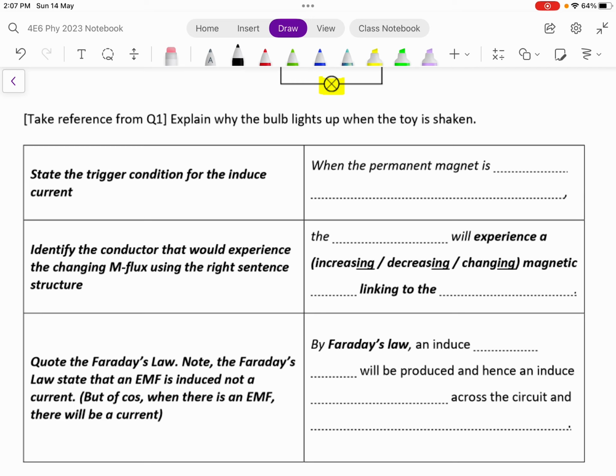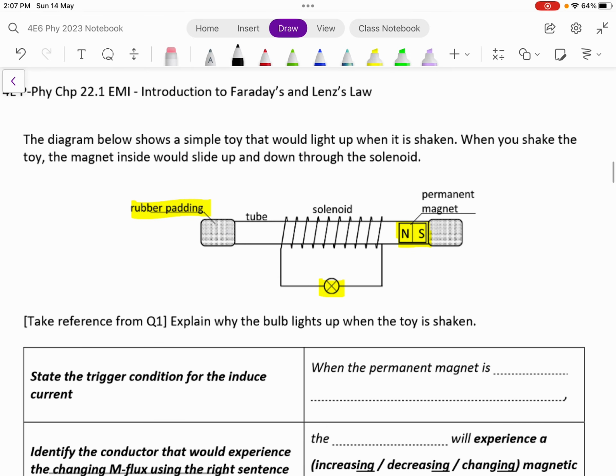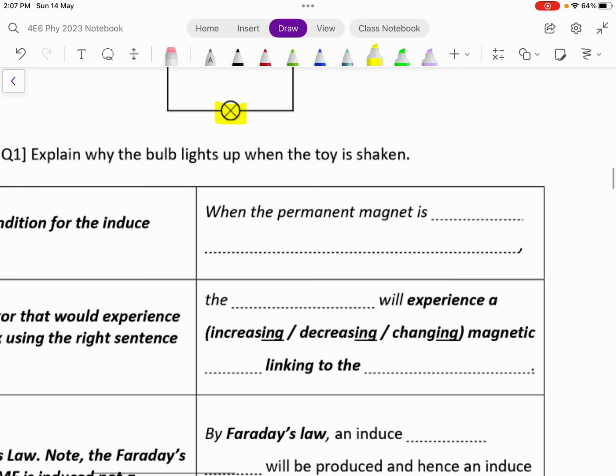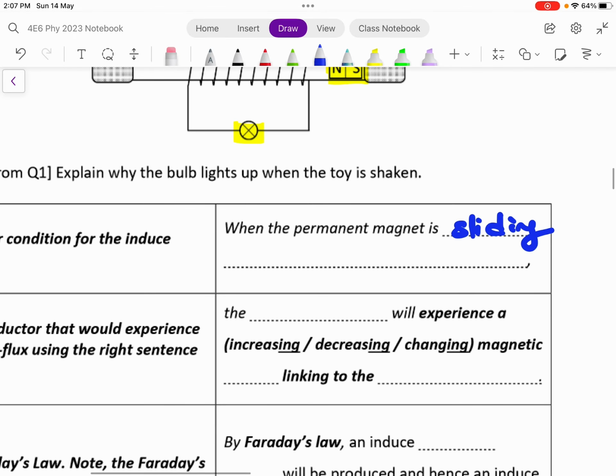Okay, so what is the trigger condition of this induced current? Obviously you can find out from the context, right? The toy can only light up when it is shaken. So the trigger condition must be that it is being shaken. But you cannot just copy and pluck it out directly from the question's context. You need to rephrase it in terms of physics terms. So when you shake it, what happens? Well, basically the magnet is sliding up and down the tube, right? Sliding, tube is called tube.